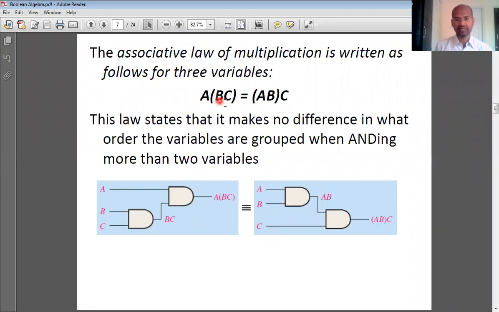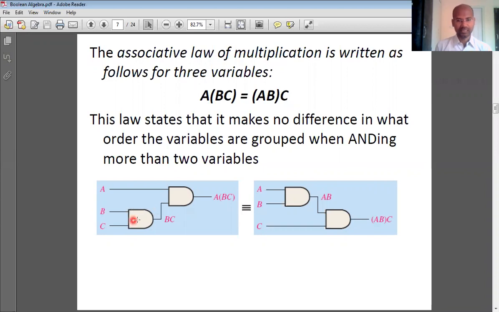Here, which variables are ANDed first? B and C. So take one AND gate. Now what is the operation here? Although we have used the symbol dot for AND operation, here there is no dot. Then too, it means the same. BC without dot also says the same thing. Sometimes we don't write dot, still it represents the same AND operation. Although there is no dot, dot is implied here.